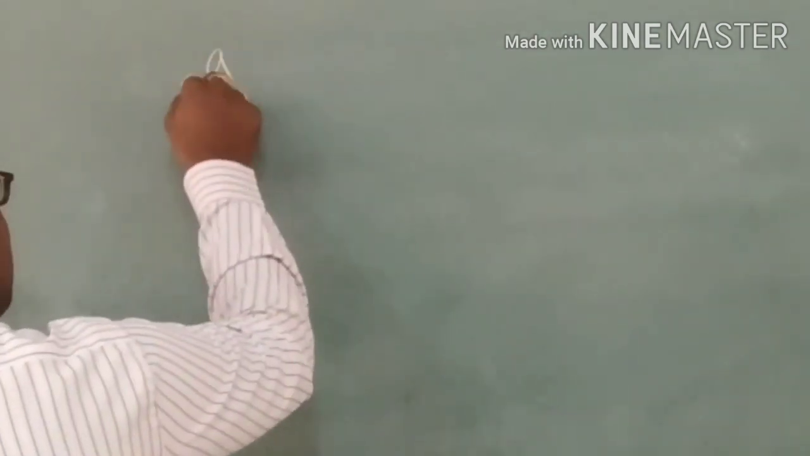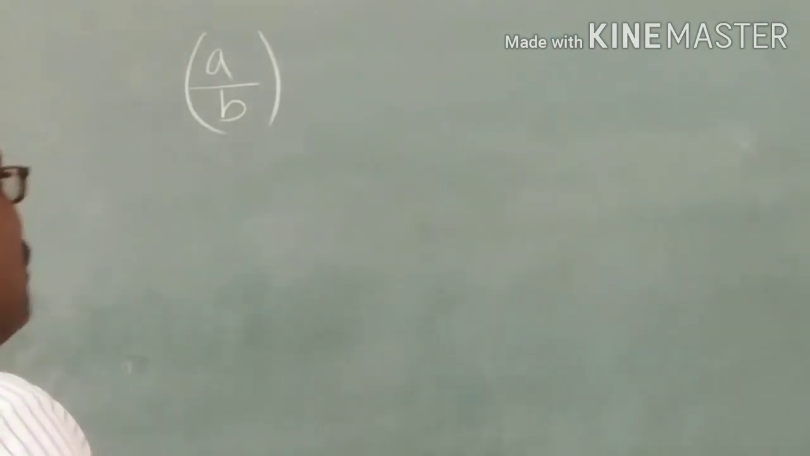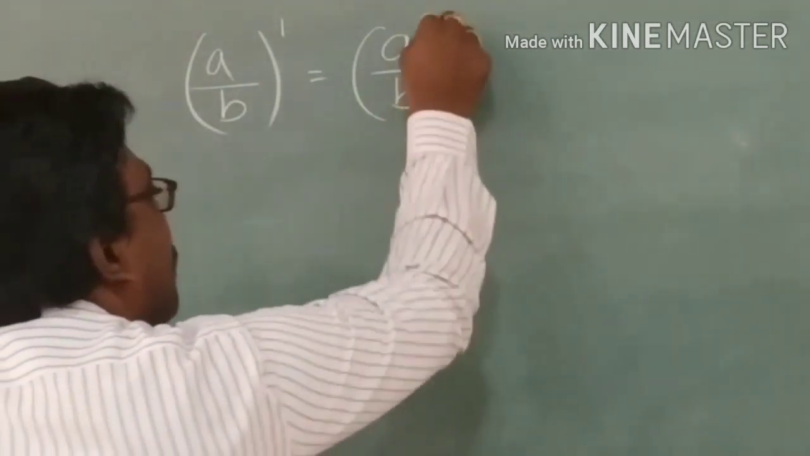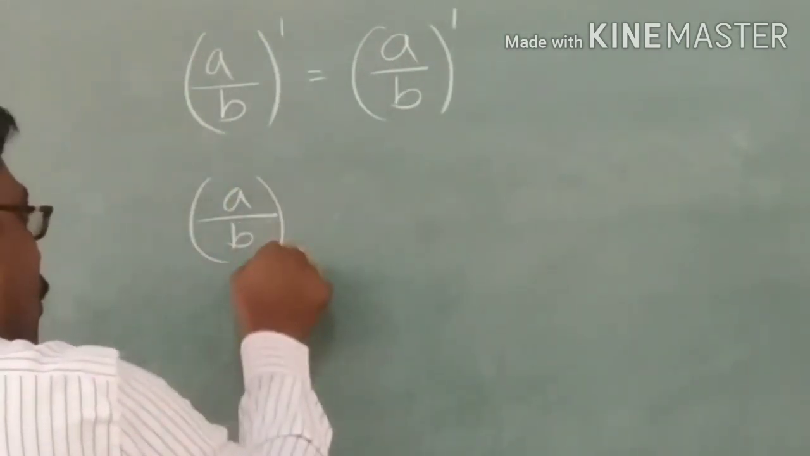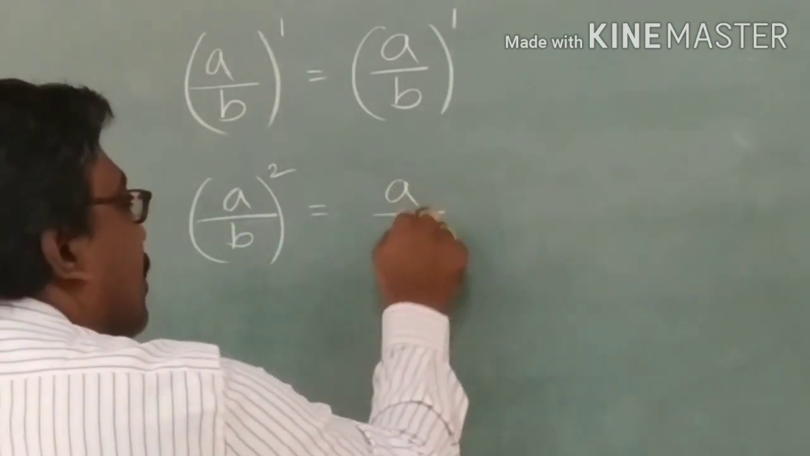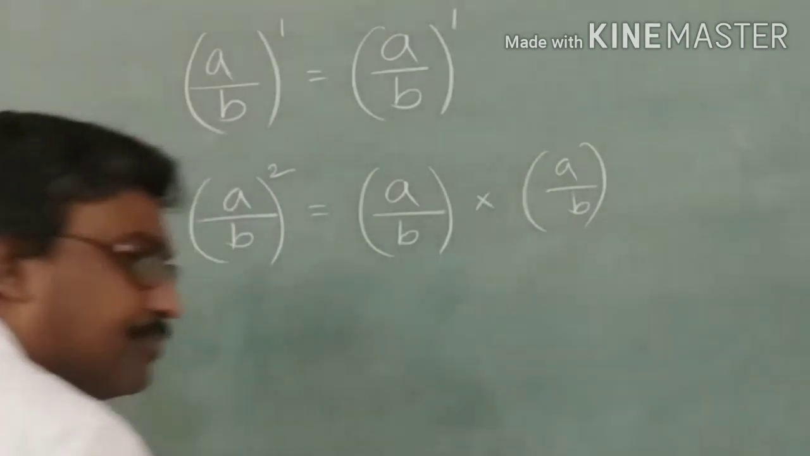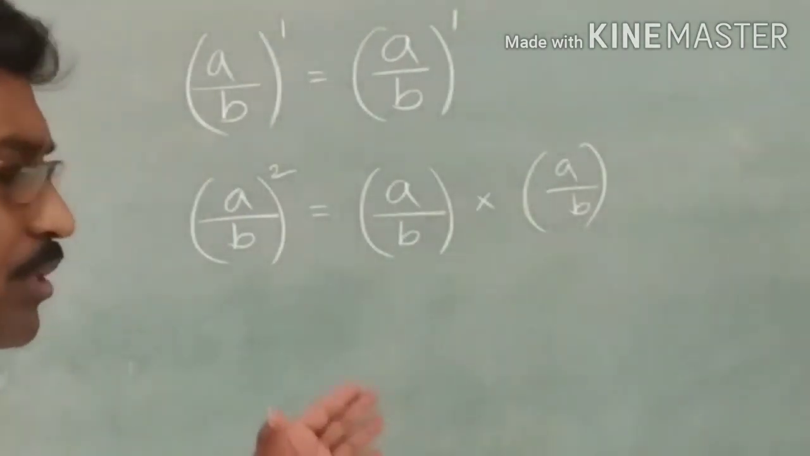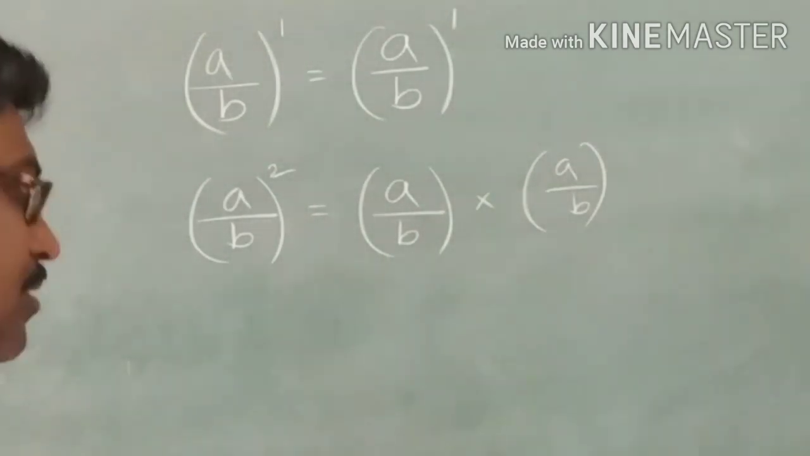Good morning, children. Today, we will discuss one concept. If (a/b) to the power of 1 is there, then what will you write? (a/b) to the power of 1 is a/b. If (a/b) to the power of 2 is there, then (a/b) into (a/b). If (a/b) to the power of 3 is there, then 3 times you will write. If 10 is there, 10 times you will write.